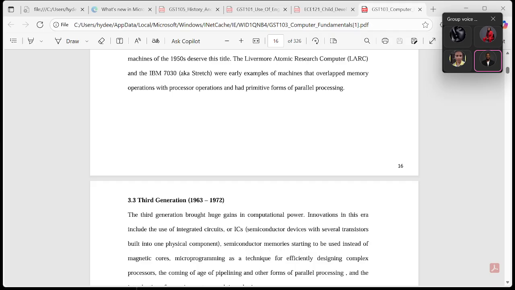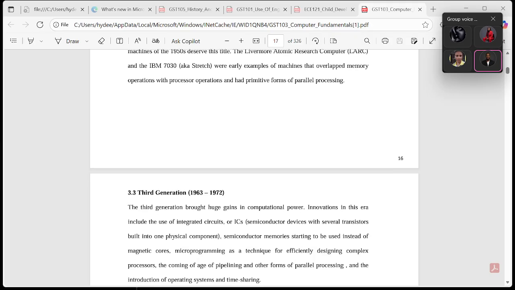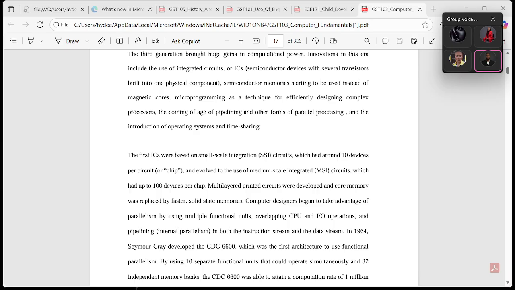The core technology made in the third generation was the integrated circuit. This was a big leap in the computer industry. Remember that integrated circuits were based on small scale integration, which can have around 10 devices per circuit or chip, and then it moved to medium scale integration, which can have 100 devices per chip.